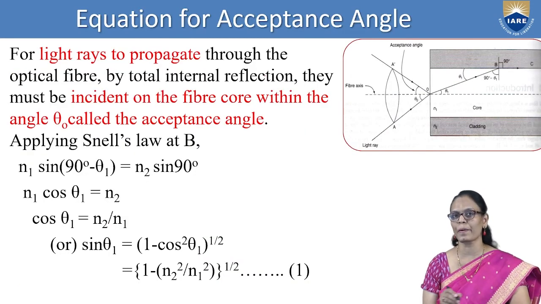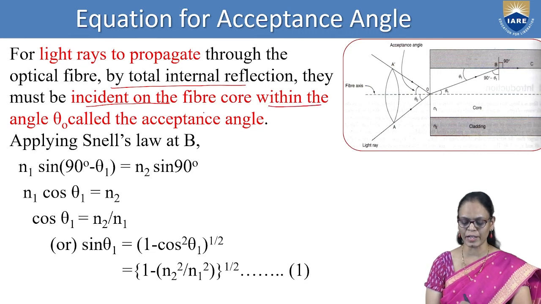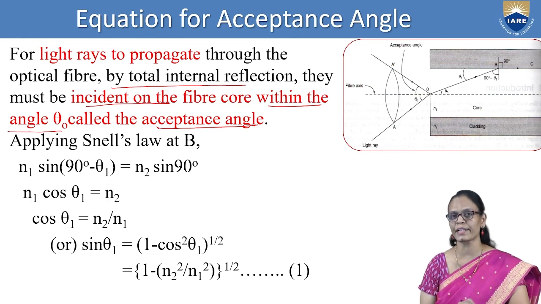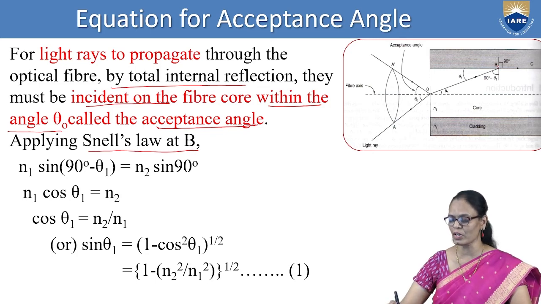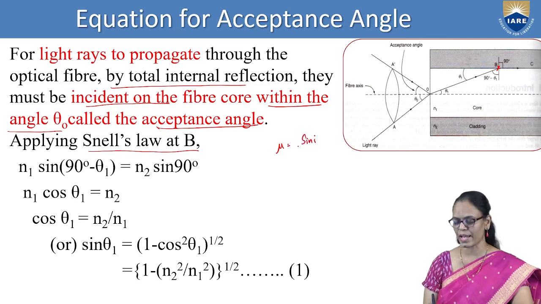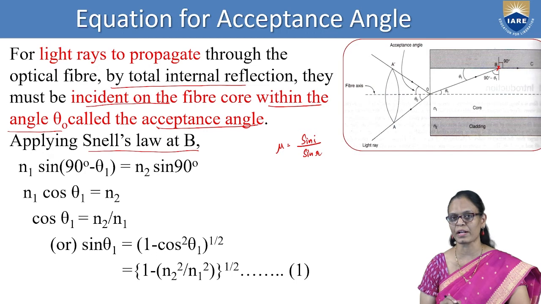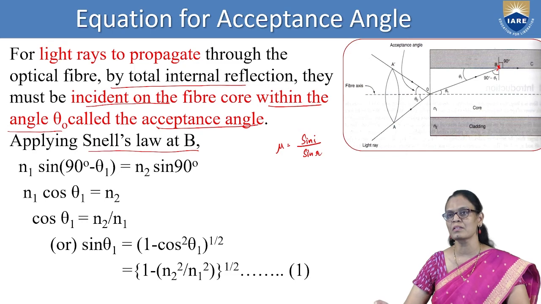For light rays to propagate through the fiber by total internal reflection, they have to be incident within the angle which is called the acceptance angle. This we have already understood. Now we will try to apply Snell's law at B. We have also discussed Snell's law: the ratio of the sine of the angle of incidence to the sine of the angle of refraction is always a constant. We have also seen this with the help of two different refractive indices. So applying Snell's law at B, B is this point.